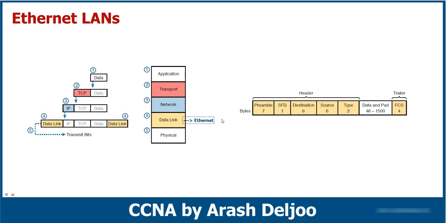But for now, as I mentioned before, Ethernet is the only and unique protocol that we are using in the LANs, and the Ethernet function is in the data link layer and also in the physical layer. Now I'm going to talk about the data link layer function of the Ethernet protocol.